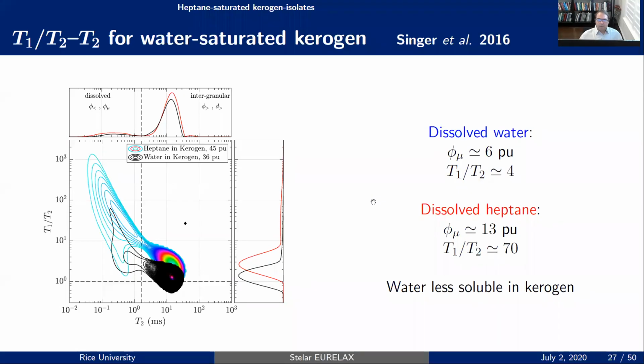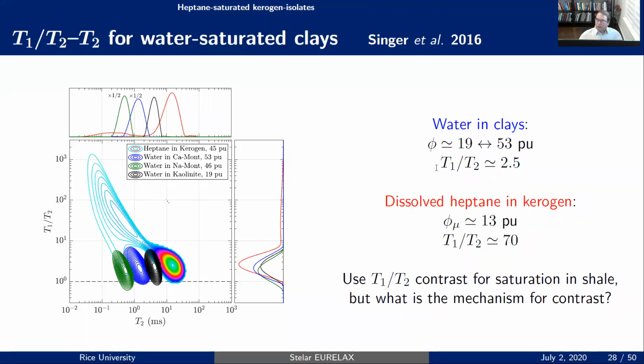We also did some versions saturated with water instead of heptane. And basically, we see a lot less dissolved water in the kerogen, again as expected. Finally, we also compared with the water in clays. So we have, again, our heptane dissolved in kerogen against the clays shown here, and we really see a good contrast. That's a great thing for fluid typing. This can be done in the lab or downhole on a logging tool, and it can basically get saturation from NMR, so basically hydrocarbon saturation.